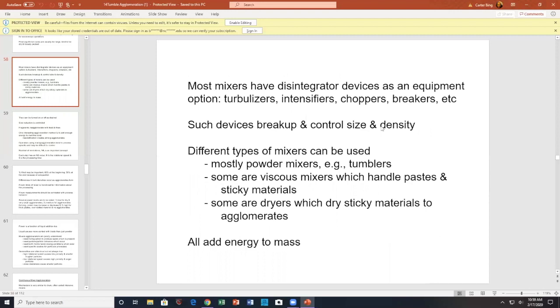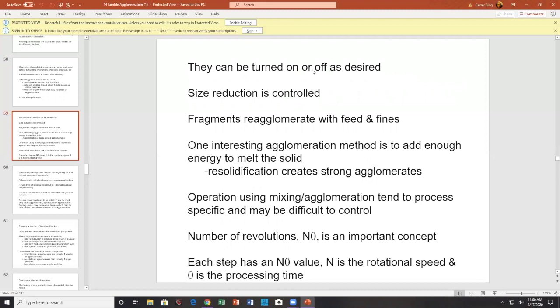Different types of mixers can be used, mostly powder mixers, the tumblers. Some are viscous mixers, which handle paste and sticky materials, probably pushing them through dies, maybe. Some are dryers, which use dry sticky material to agglomerate. All add energy to the mass. They can be turned on and off as desired. What you've got to watch out for is oftentimes that's overused in a dangerous manner. Oftentimes in procedures, people freely add time to a procedure, and that's not necessarily a great idea. Size reduction is controlled. Fragments re-agglomerate with feed and fines.